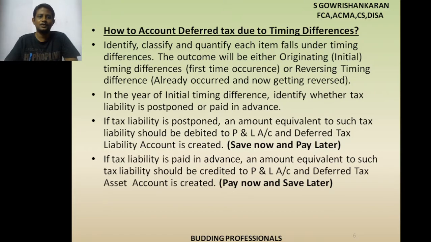Got it or not? So I am paying less under the Income Tax Act and I will pay more in future. Presently I am paying less and I will pay more in future due to the timing difference in the income tax provisions. That is what they said, save now and pay later. Meaning I am paying less now and I have to pay more in future. So in such a case I have to create a deferred tax liability account. How to create that? We will work it out.